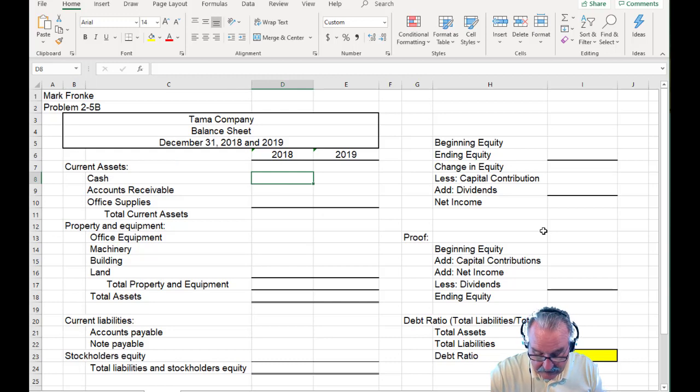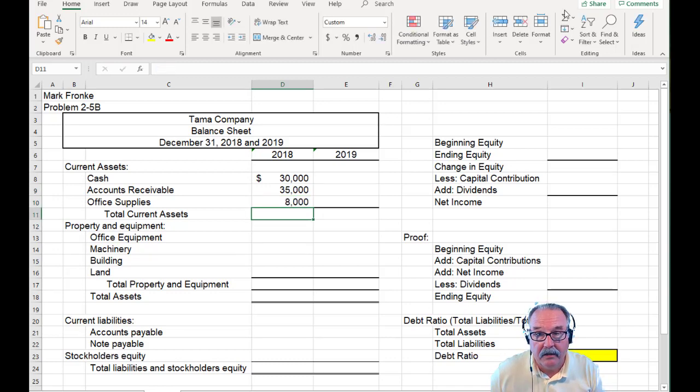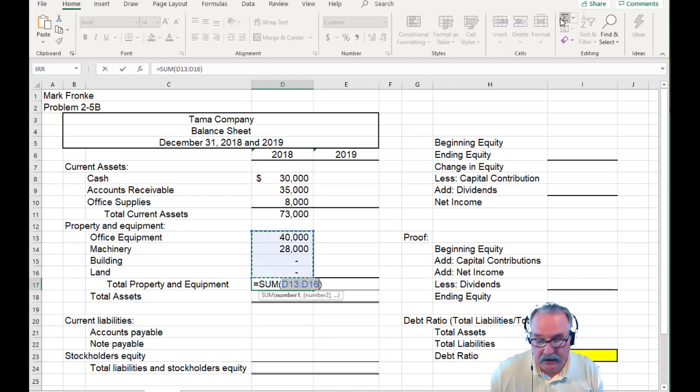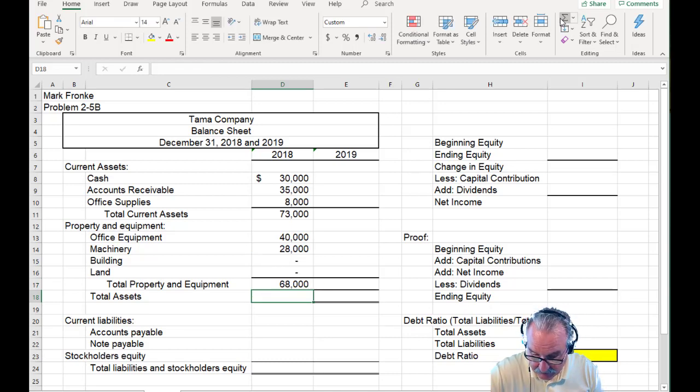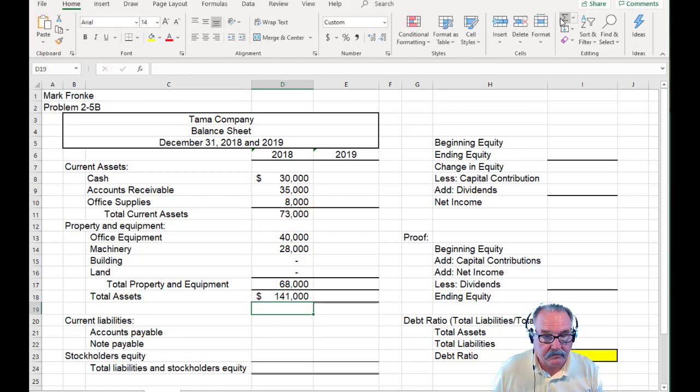So in 2018, we had 30 grand in cash, 35,000 in accounts receivable, 8,000 in office supplies. Total that up. We have current assets, 73,000. Always need to separate current and long-term assets. Office equipment, 40,000. Machinery, 28,000. And we don't have any building or land, so we total that up. We get total property and equipment of 68,000. And if we add that together with current assets, our total assets are 141,000.